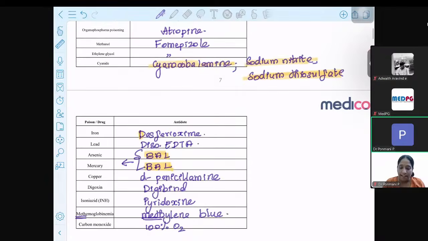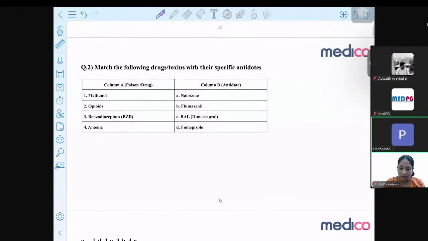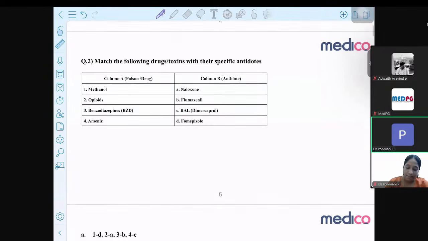Now we will come back to the question. As I said, we have taken a little amount of time over here. Right. So methanol, what is it? It is fomepizole. Opioids, what is it? It is naloxone. Benzodiazepines, flumazenil. And arsenic, it is BAL. So now clear? So this completes our second question.